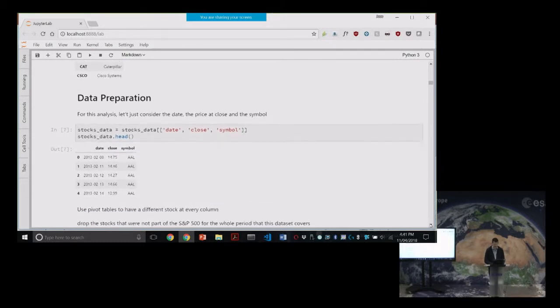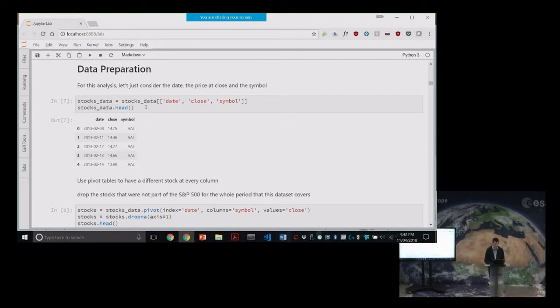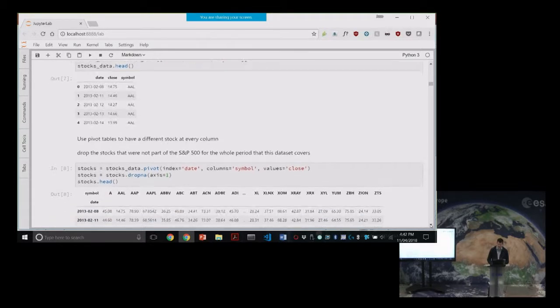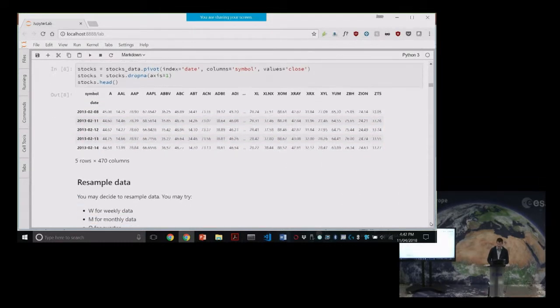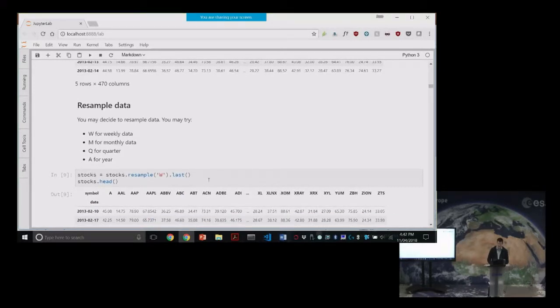So let's massage the data a bit. This is how our data looks like. We will disregard all the data like volume, high, low, and so on. We just focus on the close, the last value of the day. We want to have the data like this: every column will be a symbol, with all the dates and the values at the close. This can be a lot of data, so I'm doing a resample to get the weekly, every Friday or every last business day. But you can experiment with whatever you want: month, quarter or year.